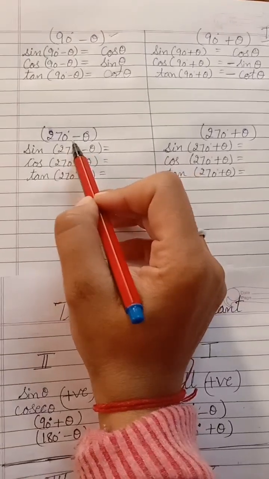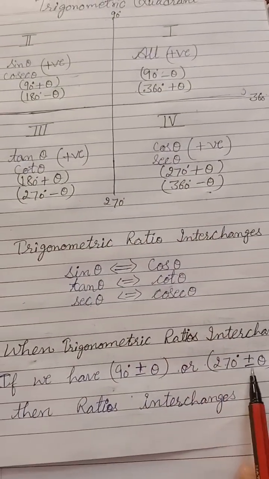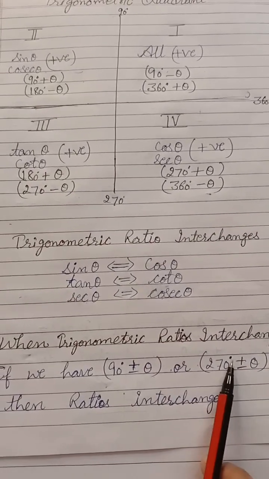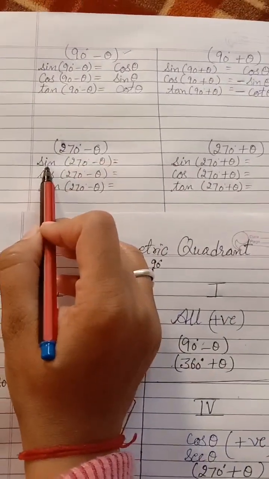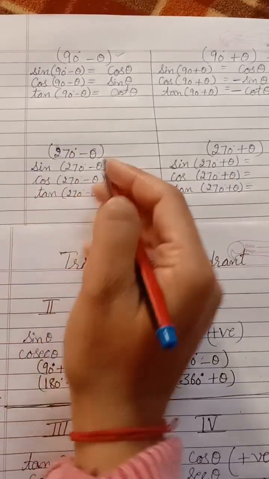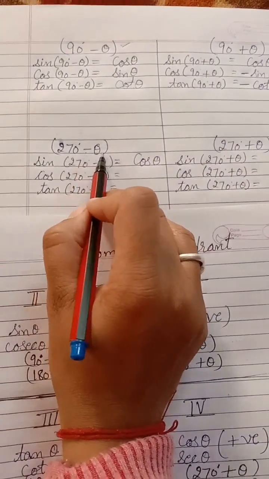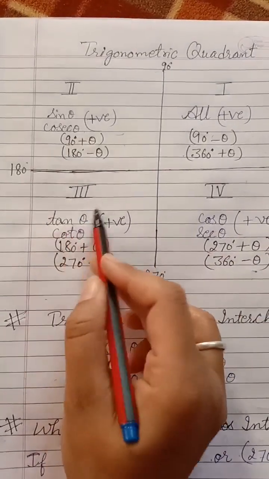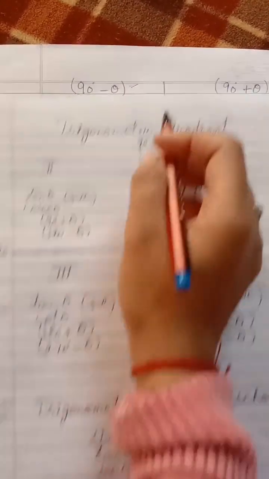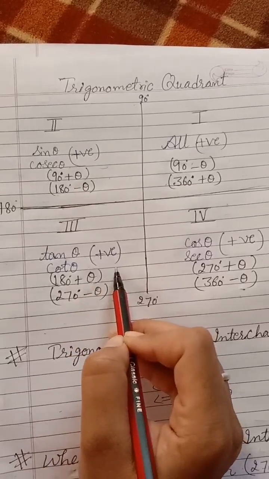Consider the 270 degree minus theta angle. Here we all know 270 degree plus or minus theta. If we have these types of angles, then surely the trigonometric functions will be interchanged. So first of all, write down here sine theta will convert into cos theta. And 270 degree minus theta is in the third quadrant. In the third quadrant, tan theta and cot theta will be positive and other trigonometric ratios will be negative here.